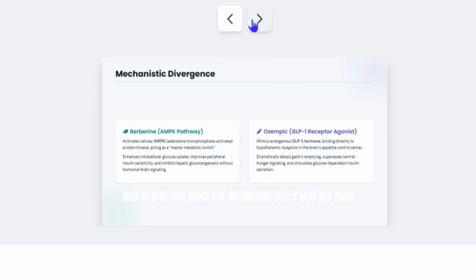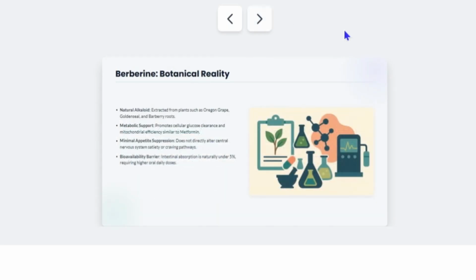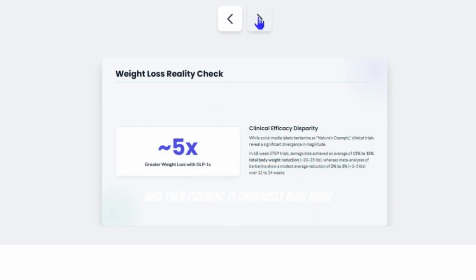But you'll see that Berberine does not do that. It doesn't interact with the hypothalamus, it doesn't reduce cravings, and it doesn't help with weight loss. So Berberine is botanically a reality. It is made from different bark and leaves and that kind of thing. You can see all the places that you can get that, but it's found in nature. And then Ozempic is obviously man-made, and it has some scary side effects.